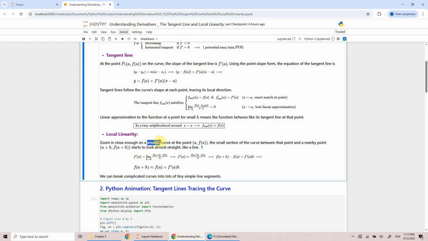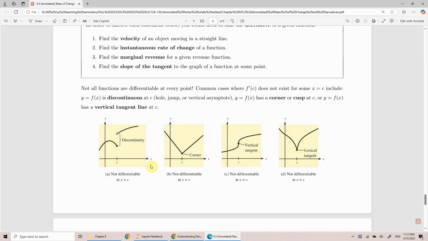The keyword here is smooth. We know the derivative does not exist at a point with a sharp turn, or does not exist at a jumping point.